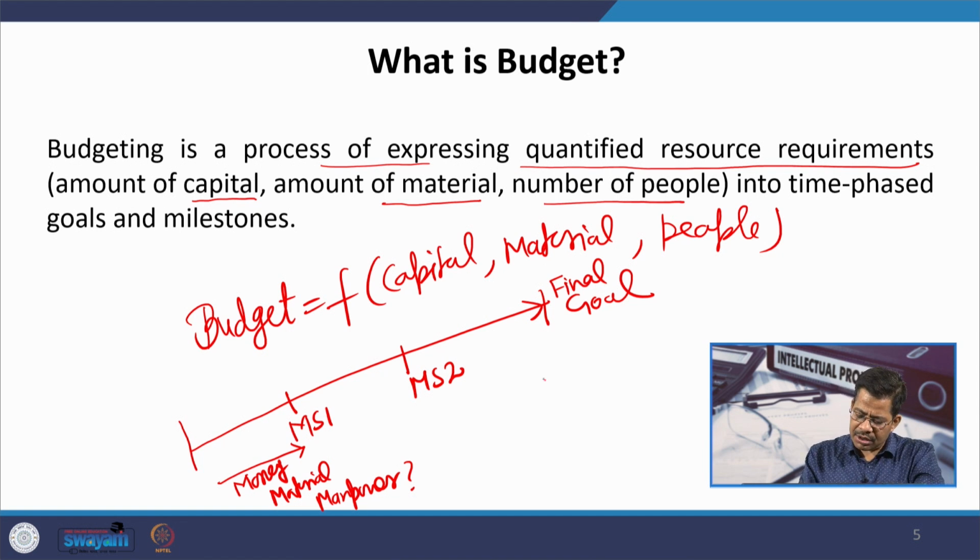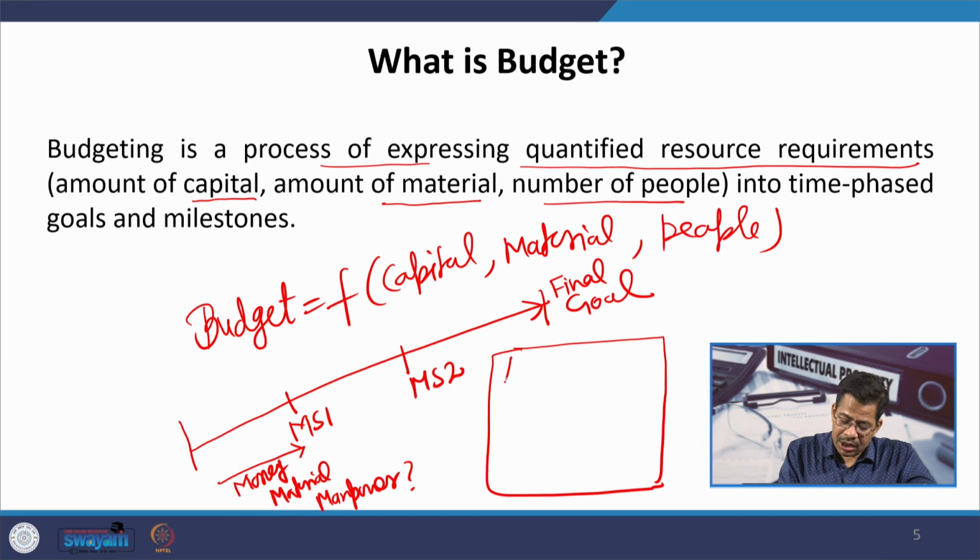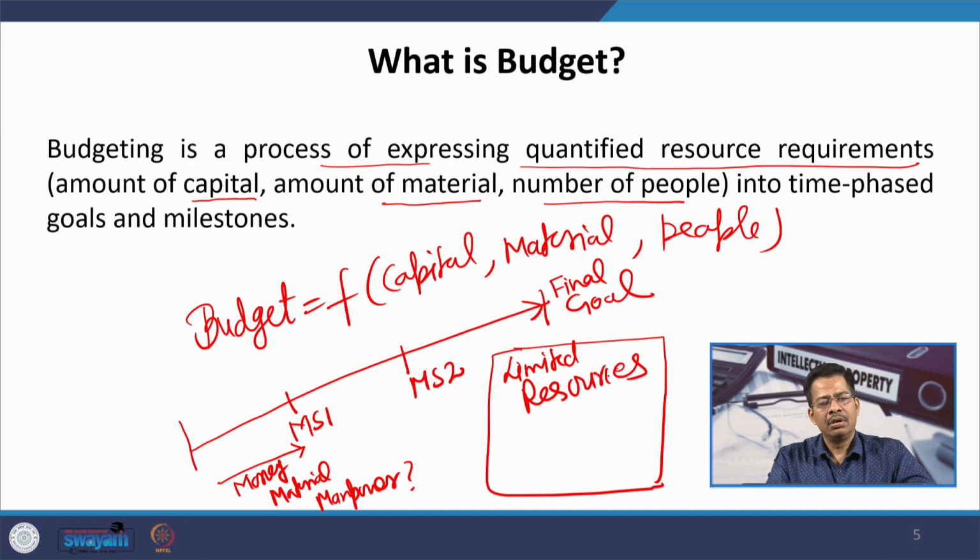Why? Because every organization, however big it may be, has limited resources. Whether you talk of the US government, the government of India, or a startup, you all have limited resources, and these limited resources have alternative uses. So, you need to see that I am using my limited resources in the most optimal manner, that is the best use, and in that way my opportunity cost is also minimized. So, all these are the different aspects of limited resources, and therefore, budgeting comes into the picture.